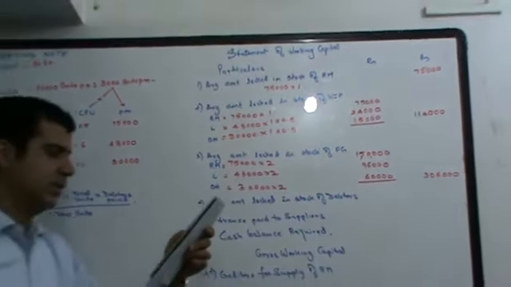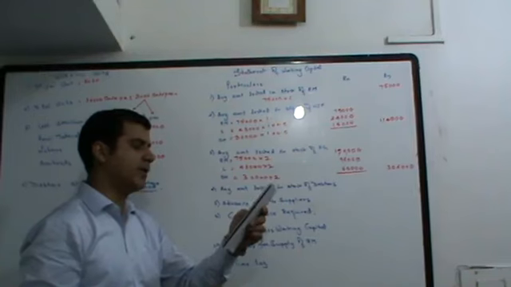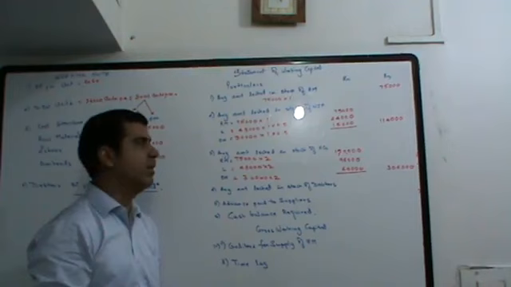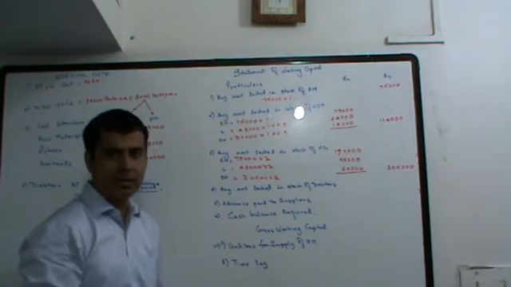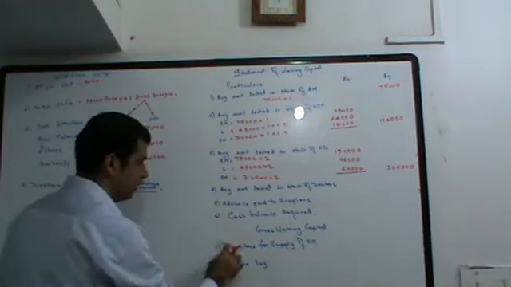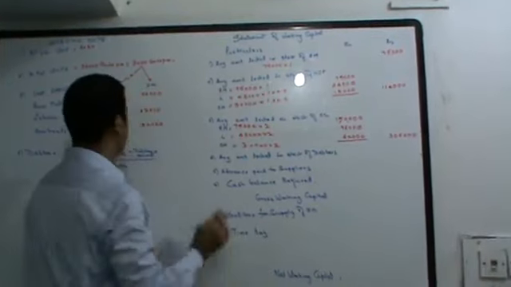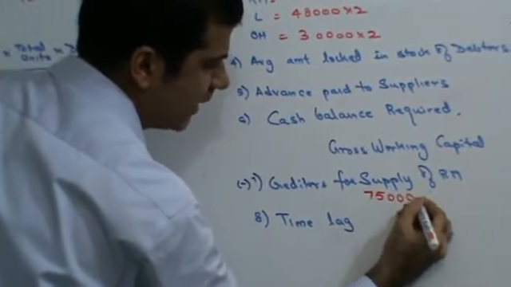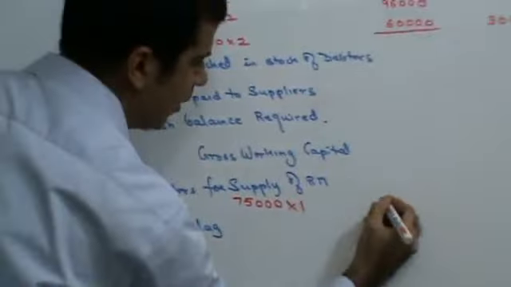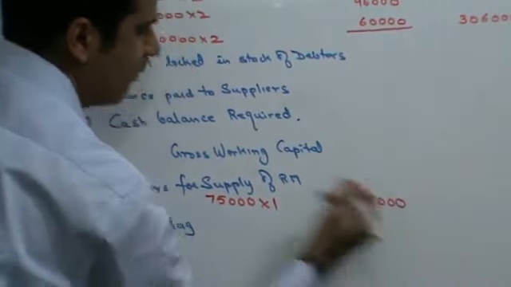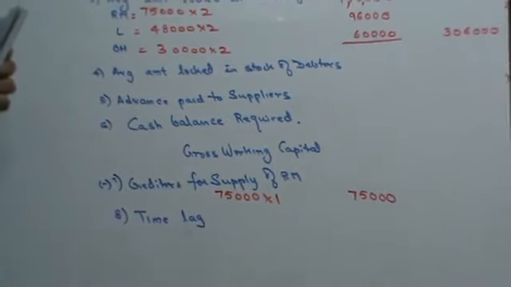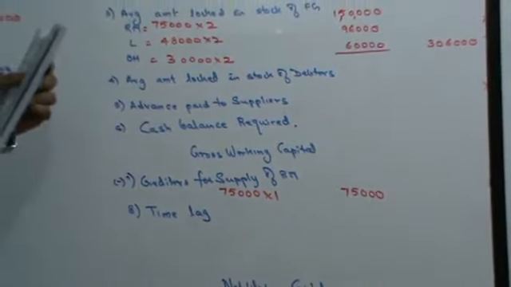Fine. Next, they are saying that credit period allowed by suppliers of raw material is 1 month. Now remember, suppliers and creditors are the same thing. So creditors for supply of raw material. Raw material we know is 75,000. So 75,000 and they are saying 1 month. You write this amount in the inner column, 75,000.